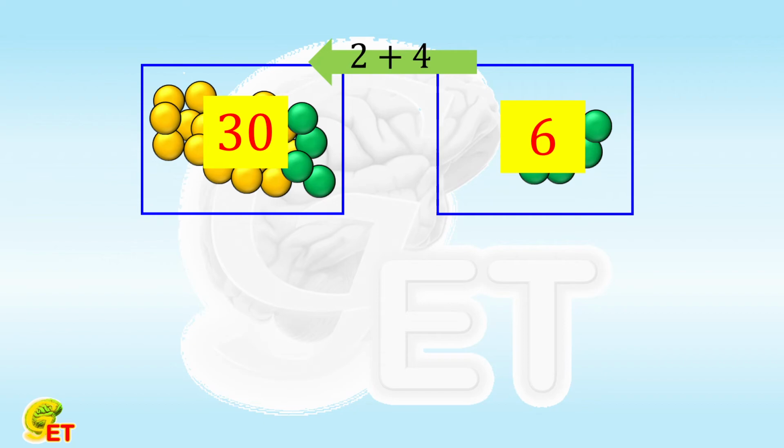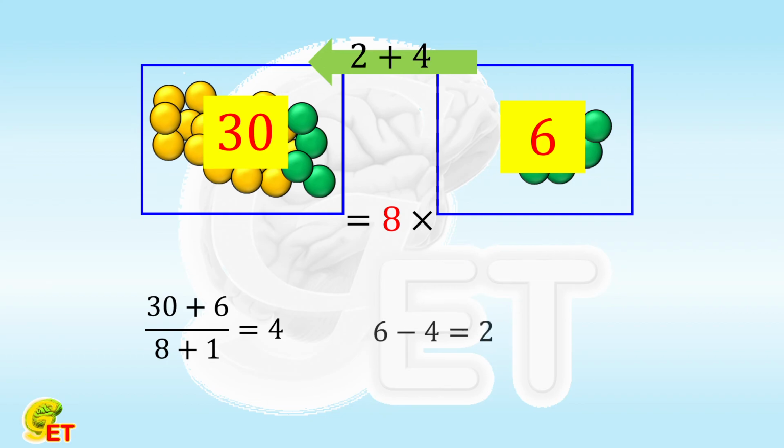Now, in order to make the number in the first group 8 times as many as that in the second group, we divide the 30 plus 6 balls into 9 parts. One of them has 4, which is the number that ends up in the second group. What needs to be further moved is 6 minus 4, which equals 2.